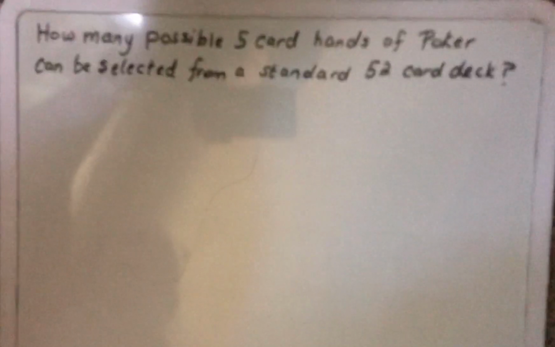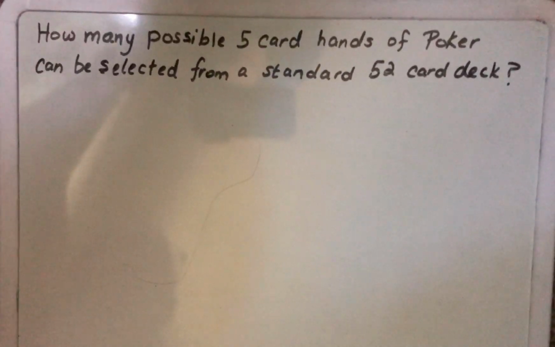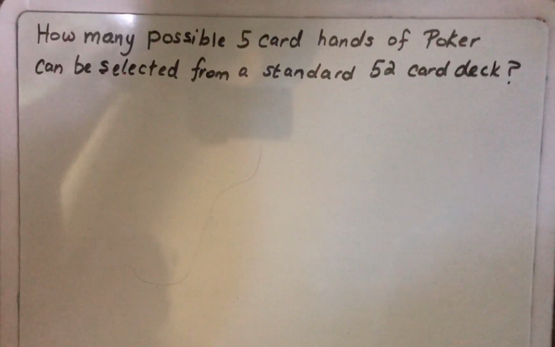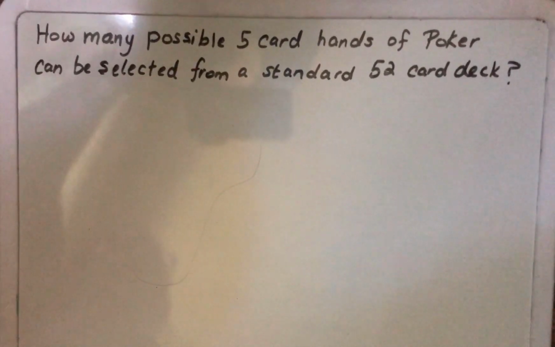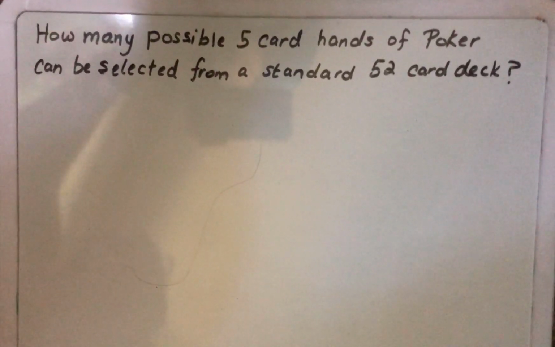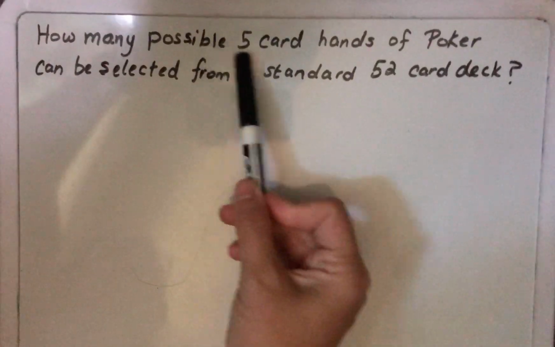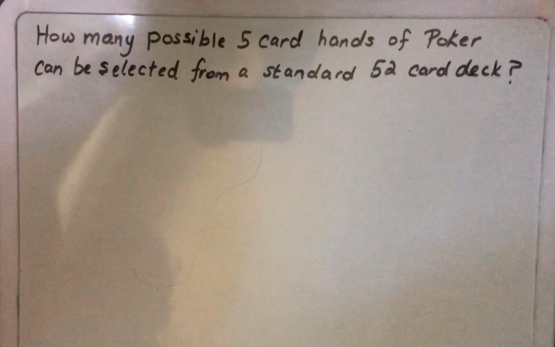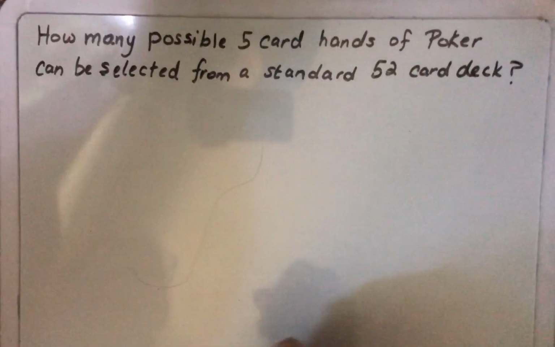In this video, I wanted to show you how you could use factorials in the combination formula to address problems like this example. How many possible 5-card hands of poker could be selected from a standard 52-card deck? So to remember, when we're asking to find the number of possible hands and you're playing a game like poker, the order in which you receive your hand of cards actually doesn't matter.